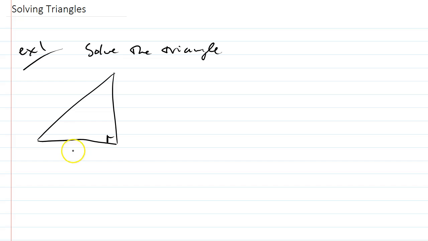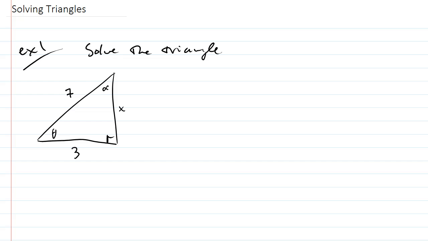Alright, if they give you, let's say, 3 and 7, and then they give you theta here. Sometimes they're going to give you an angle and a side, sometimes they're going to give you two sides. So let's assess what I still need to find. I still need to find this side right here, and I still need to find the angle, alpha.